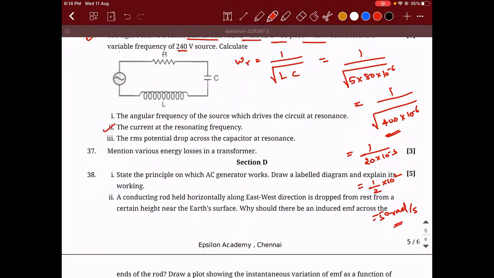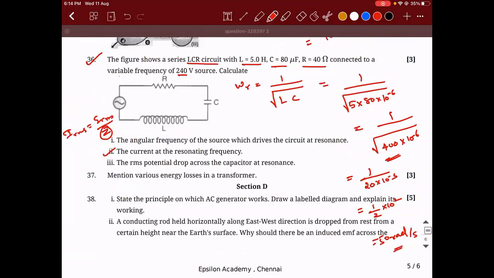The current at the resonating frequency, I can say IRMS is equal to ERMS divided by Z. But during resonance, what is the value of Z? It is 40 only. It will behave like a resistive circuit, right? So ERMS is 240 divided by Z, which is 40. Answer will be 6 ampere.